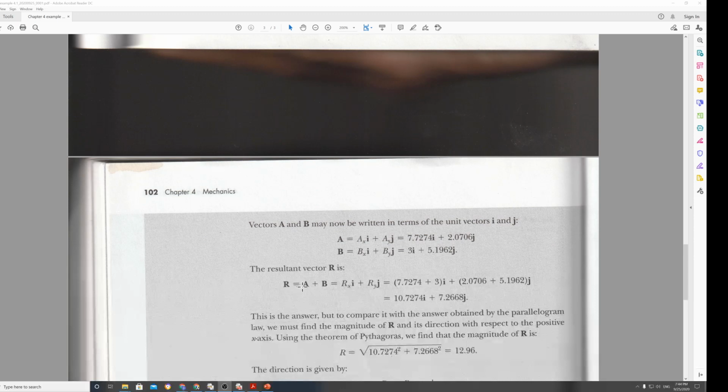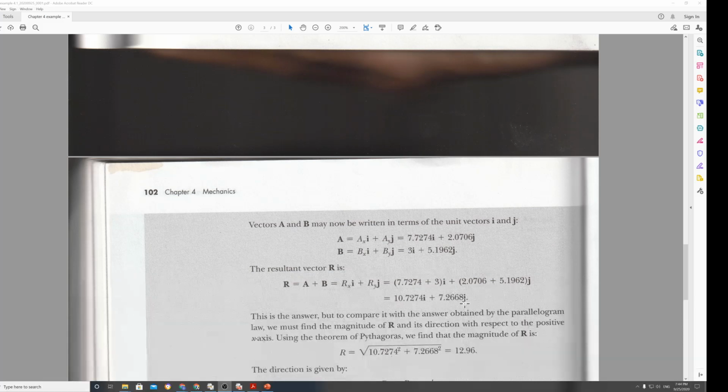So when we go and add them, we'll come up with a resultant Rx and a resultant Ry. We add the x components, and then we add the y components. So the x components times i, and the y components added together will be times j. The end result is 10.7274, whatever. How many significant figures do we have here? 6. And the end result is 4 significant figures. I don't know if the author said that, but it was written in 4 significant figures.